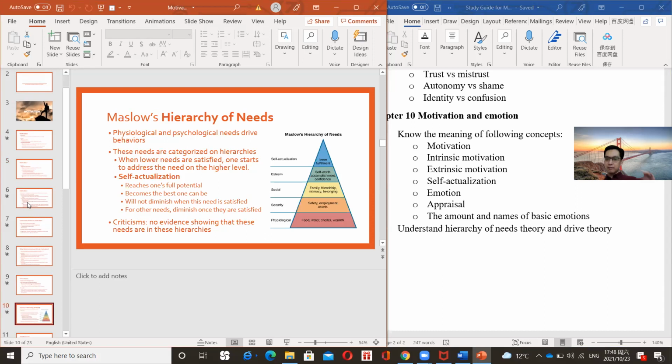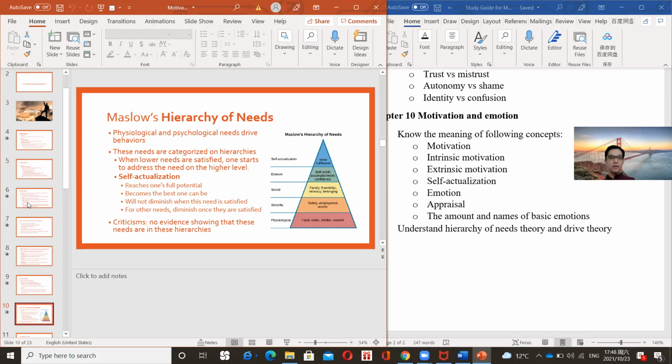People need, based on the theory, people need to satisfy the lower hierarchy needs. When the lower hierarchy needs are satisfied, people start to pay attention to the higher hierarchy needs and start to pursue the satisfaction of the higher hierarchy needs. On the top hierarchy, that is self-actualization.